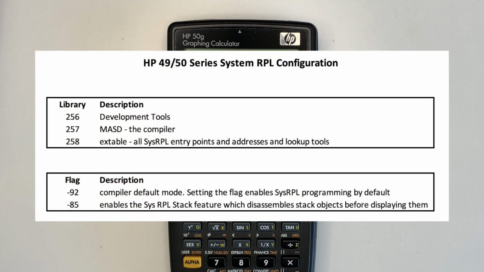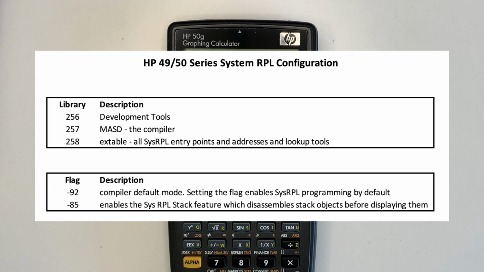Three libraries are required to enable Sys RPL programming. Library 256 contains a number of tools for development, including the disassembler and a front end for the compiler, and is built into the calculator. Library 257, MASD, contains the machine language and System RPL compiler, and is also built into the calculator. Library 258, XTable, includes all Sys RPL entry points and addresses, and is necessary to program using Sys RPL keywords, and also for the disassembler to work. This library must be loaded into the calculator.